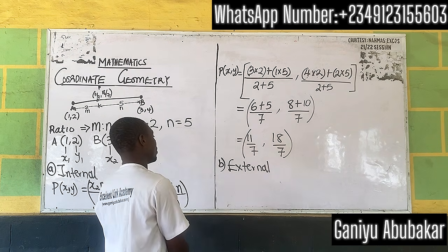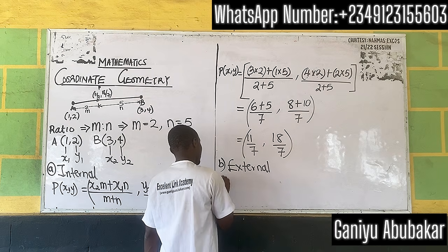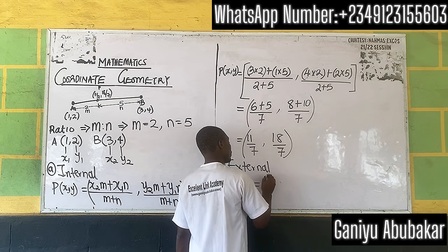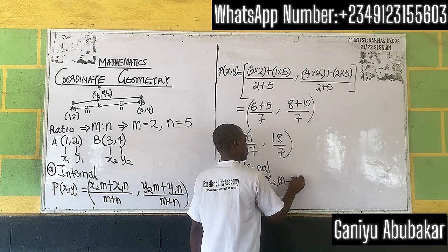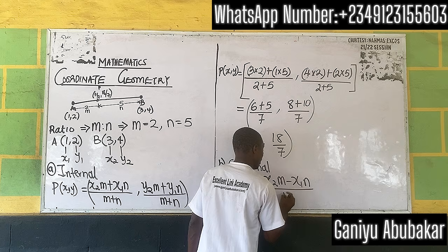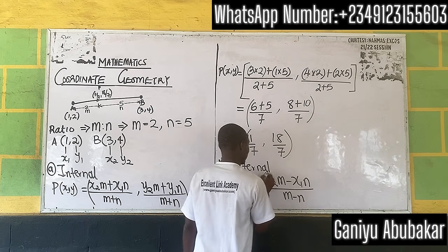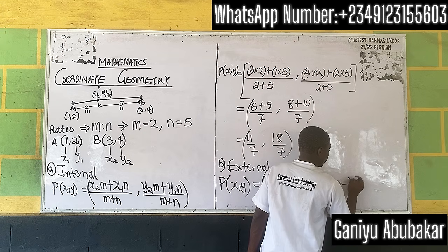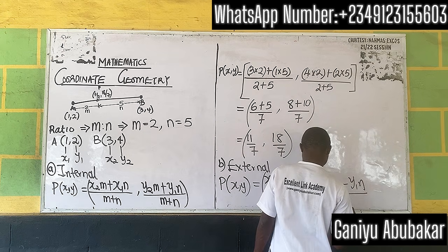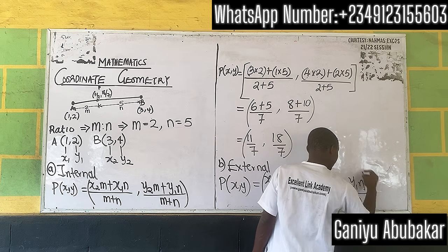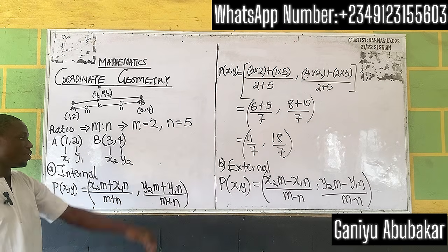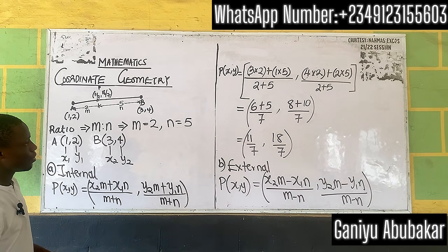Let's go for external. For external, we said the formula is simple: the point P of x comma y is equal to (x2m minus x1n) over (m minus n), comma, (y2m minus y1n) all over (m minus n). All right, we have this one here. So let's plug in values. This is the same value here. Let's plug in values and see what we get.